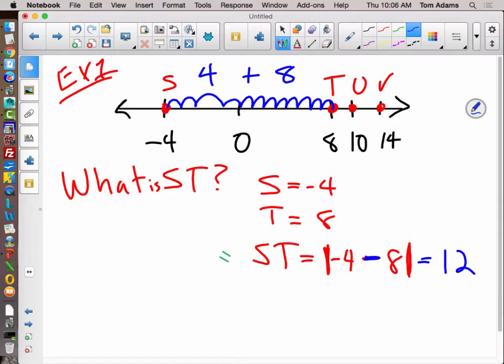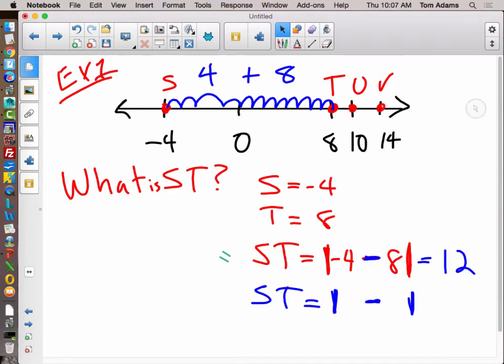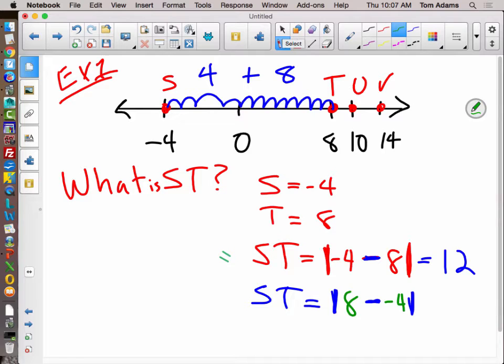Let's try this another way. ST is equal to the absolute value of the difference. Let's switch them around. Let's say T, which is 8, minus, what's the value for S? -4. What happens when we minus a minus? You add it. So what does this end up becoming? 12. What's the absolute value of 12? 12. Hey, that's no accident. Cool. So then the absolute value of this thing is 12.